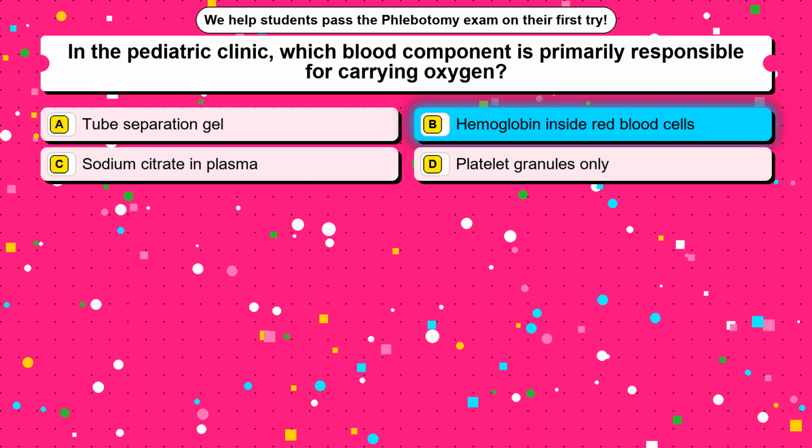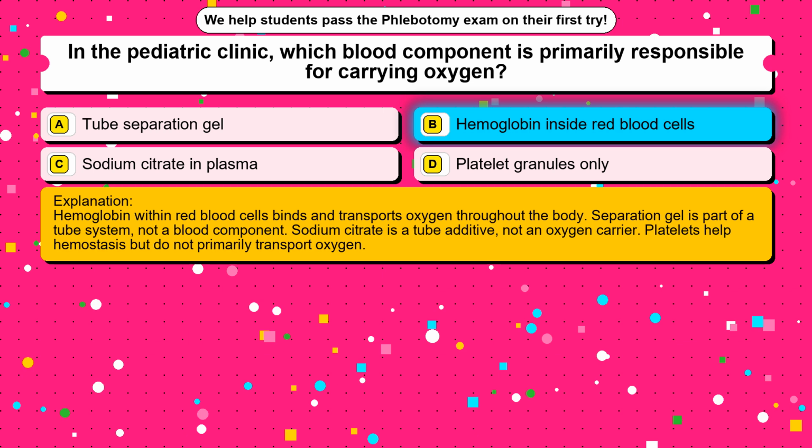Hemoglobin inside red blood cells. Hemoglobin within red blood cells binds and transports oxygen throughout the body. Separation gel is part of a tube system, not a blood component. Sodium citrate is a tube additive, not an oxygen carrier. Platelets help hemostasis but do not primarily transport oxygen.